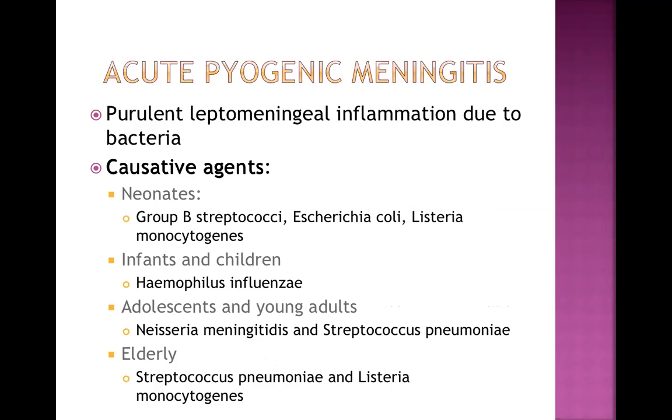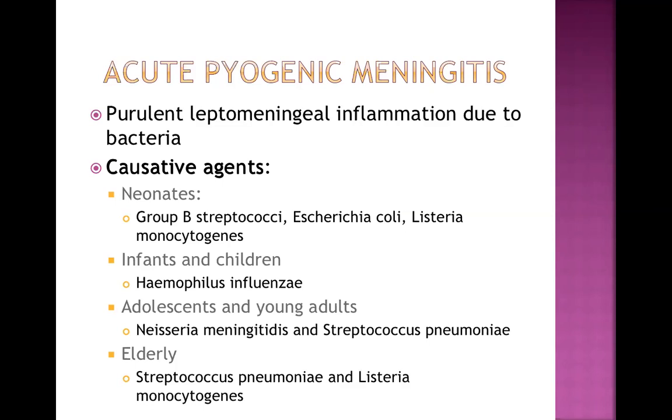Now, what are the causative agents of acute pyogenic meningitis? The name itself suggests there is pus formation inside the brain, especially in the leptomeninges. The common causative agents in the neonatal age group are Group B streptococci, E. coli, and Listeria monocytogenes. They are the very common organisms which cause infection in the neonatal group. And mostly these organisms are obtained from the maternal genital tract.